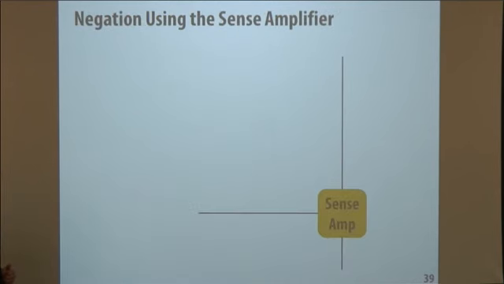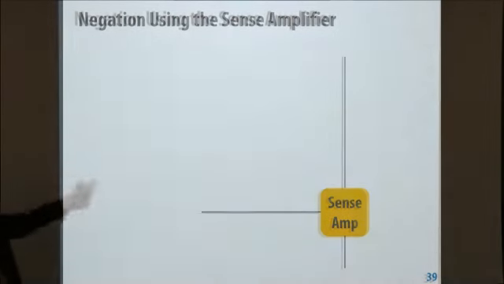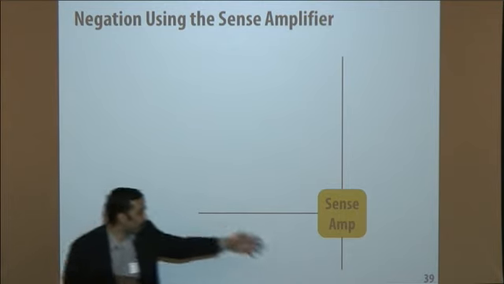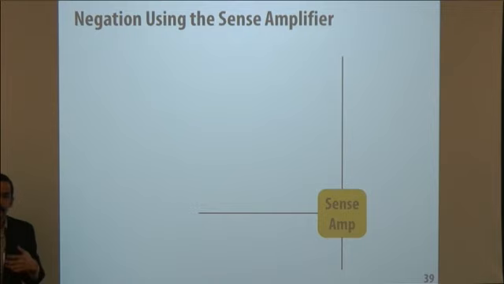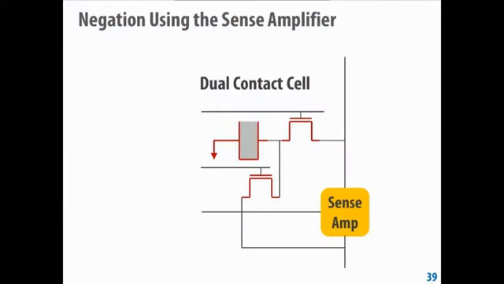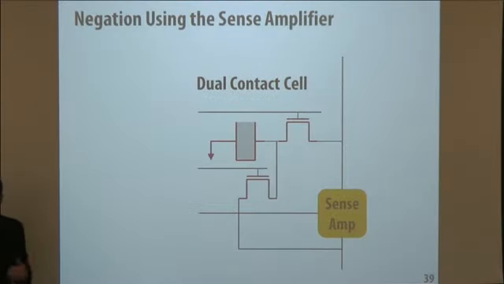Now, to quickly complete the picture, let's look at how we can perform negation using the sense amplifier. Like I told you before, the sense amplifier has 2 parts. In the stable state, the bottom part is always the negation of the top part. So if we had a mechanism to somehow connect a cell both to the top and the bottom, that will be great. Which is where we use this notion of a dual contact cell. A dual contact cell is essentially a 2 transistor, 1 capacitor cell. It's used in many other schemes as well.